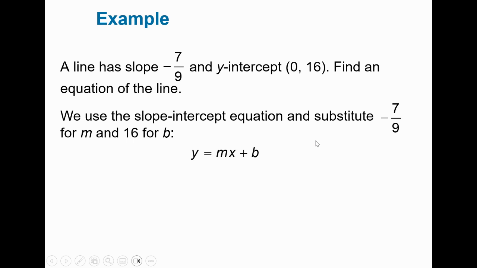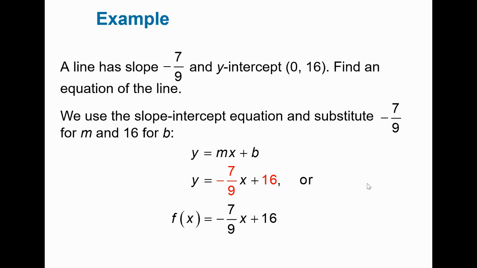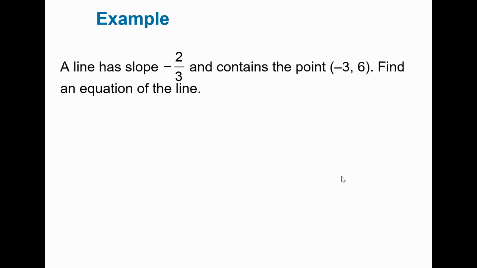All right, so there's the equation in slope-intercept form, y equals mx plus b. In place of m, I'm substituting in what he told me the slope was, negative 7/9, and the b value, we know the y-intercept was 16, so pretty straightforward. He says you can write this as y equals negative 7/9 x plus 16, or you can write it as f of x. Y and f of x, one and the same.